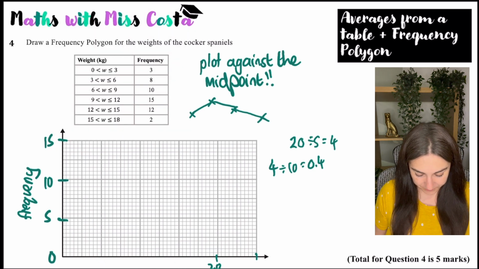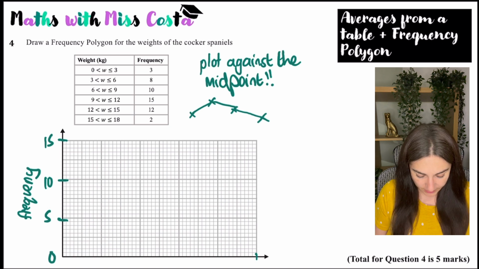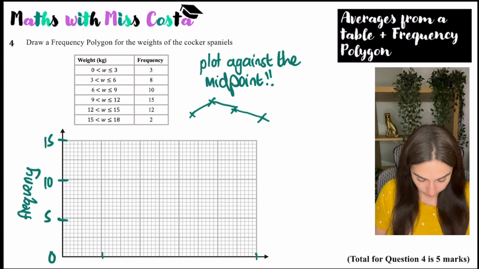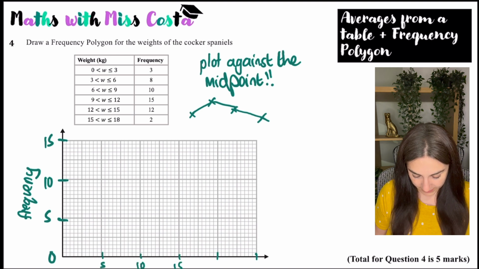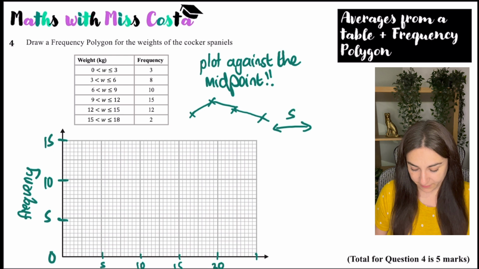Just because we're plotting against the midpoint, if you did it 0.4, that's absolutely fine. You just have to be a little bit more careful. So over here, we're going to say 5, 10, 15, 20. And I know that because each little gap is 5 divided by 10, which is 0.5.